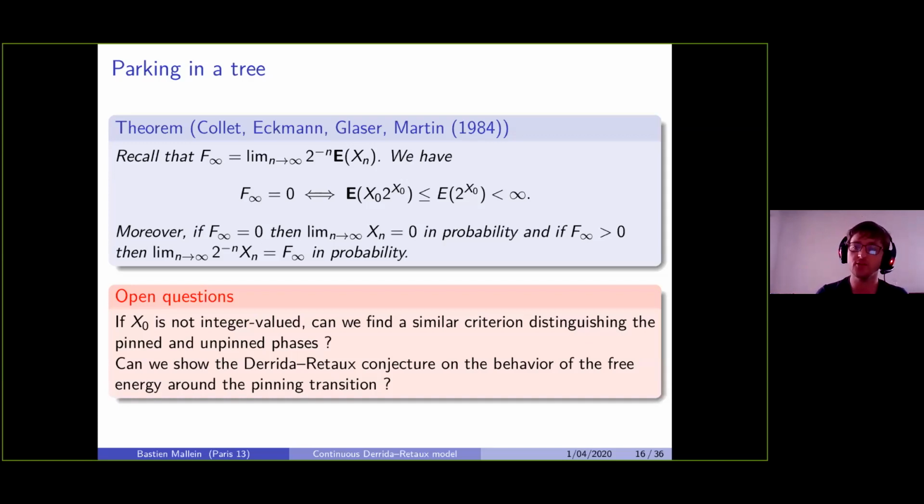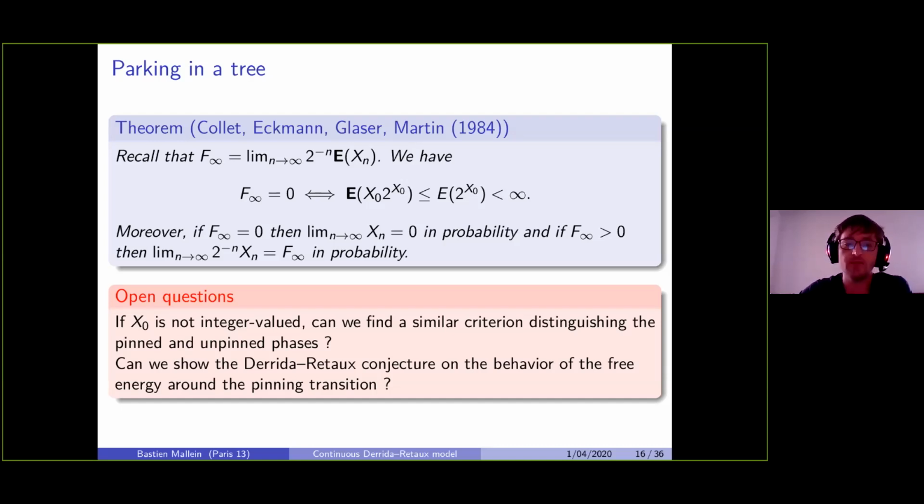If instead of x0 being integer valued, we take x0 taking values in half integers, for example, it doesn't work anymore. And we have no idea what an analogue of the integrability test for the detection of F infinity equal to 0 or strictly positive should be.